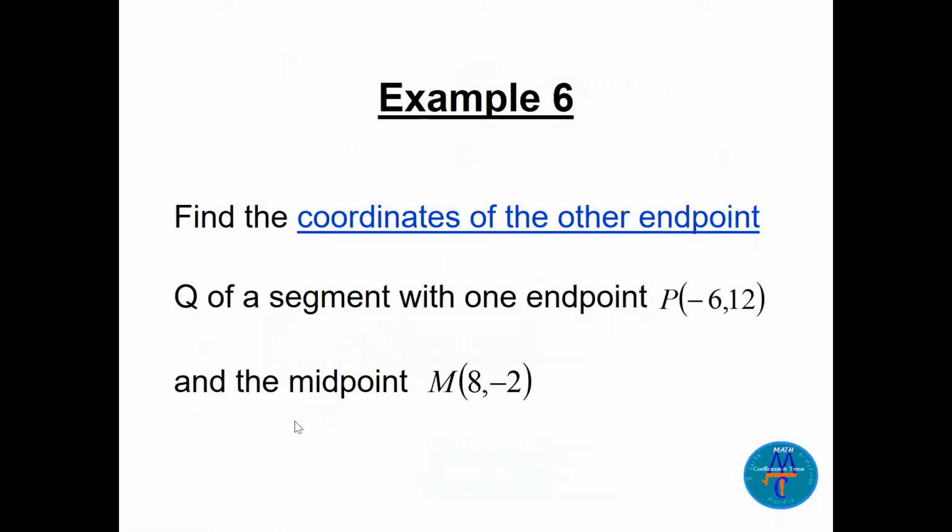Another one on the midpoint, please. Find the coordinates of the other endpoint Q of a segment with one endpoint P (-6, 12) and the midpoint M (8, -2). Now, I gave you 1 endpoint of the line segment, P. Find the other point Q if the midpoint capital M is (8, -2). Can you figure out the coordinates of the point Q?